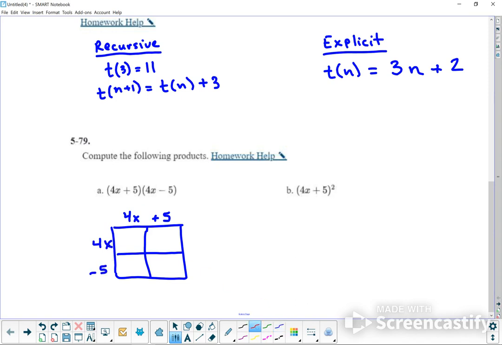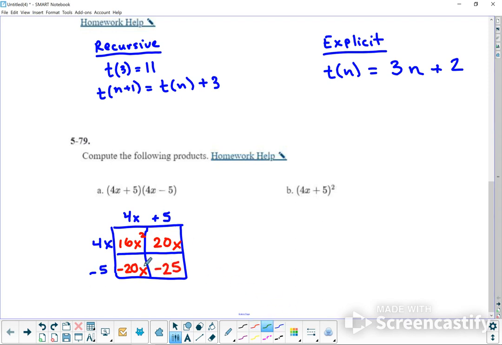So this gets you 4 times 4 is 16. x times x is x squared. 4 times 5 for this box here. 4 times 5 is 20. And then x and 5 makes just 5x. Negative 5 and 4x, negative 5 times 4 is negative 20. And then the x is going to be x. And negative 5 times positive 5 is negative 25.